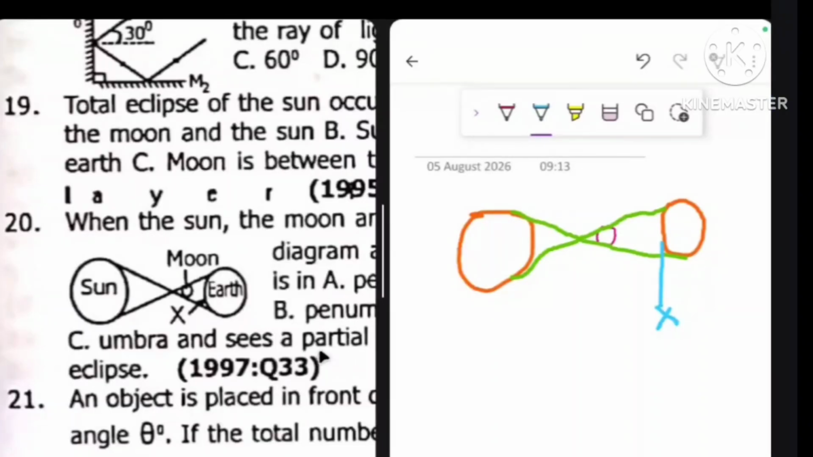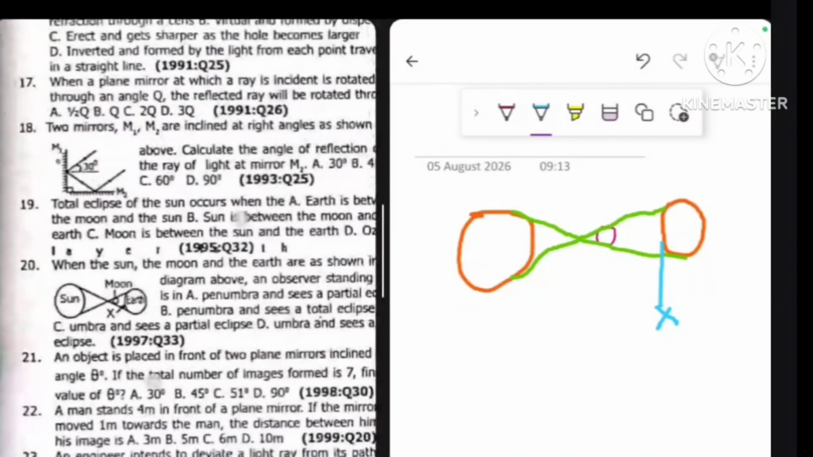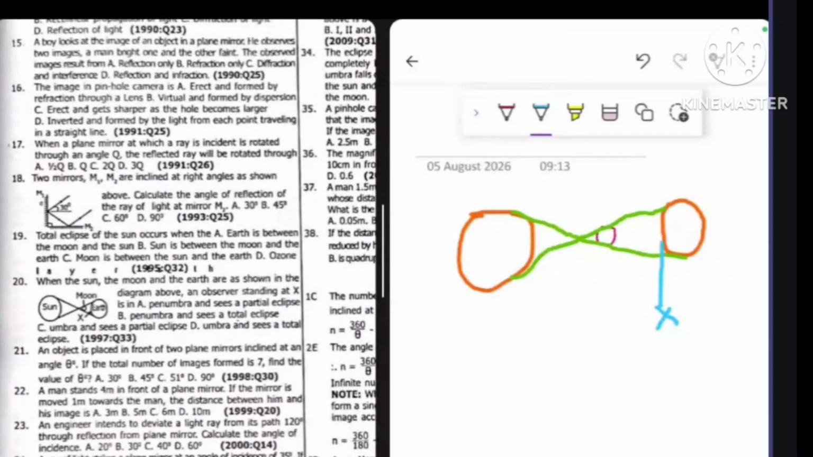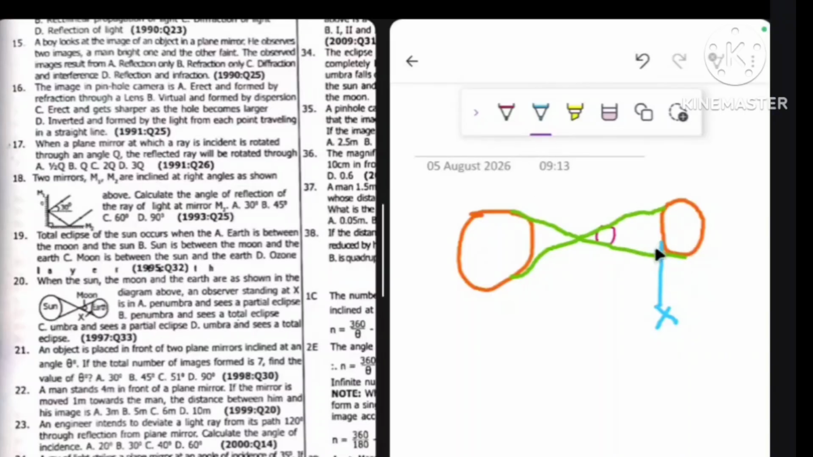They're asking us if an observer is standing at X, at this position of X, what is the observer going to experience? Number one, where is the observer, and what will they experience? There's the penumbra, which is where they are, and a partial eclipse, which is what they experience, or is it the penumbra and a total eclipse? So that's what we're trying to find out. Where is this observer at X standing?